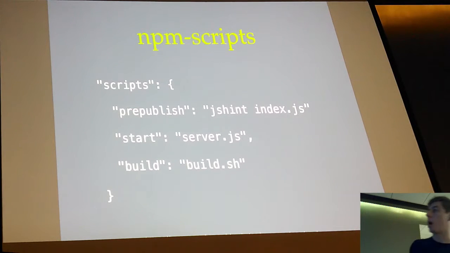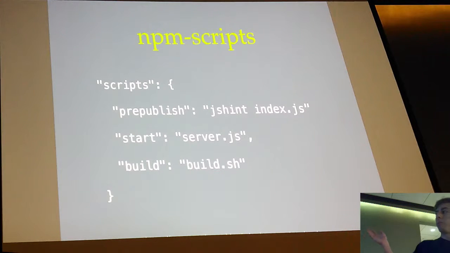Some of the more commonly used ones, or ones that I've used, is pre-publish, which will run before you push a package to NPM, to the registry. Running JSHint before you publish is a decent idea, making sure your code looks decent and you're enforcing style rules. But you may also be running tests, making sure that you're not pushing untested code to the registry, which is also a good idea.